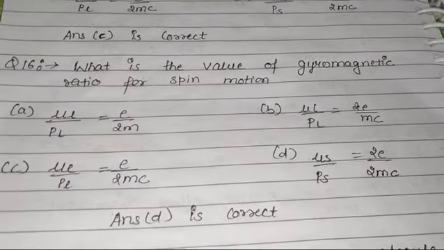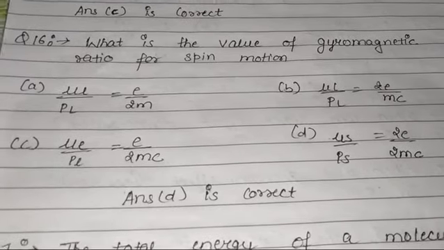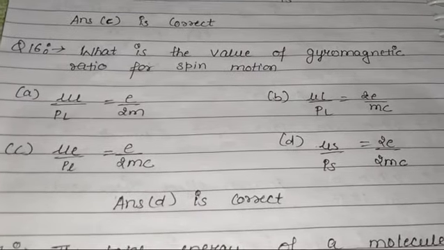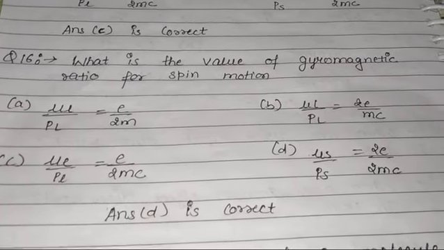Okay. Next question is, what is the value of gyromagnetic ratio for spin motion? So here answer D is the correct answer, that is mu S by PS is equal to 2E by 2MC.